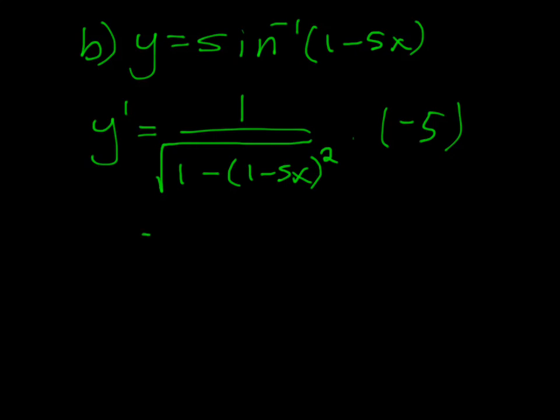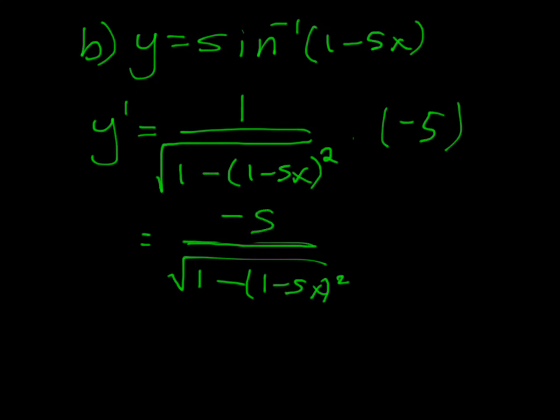So I'll rearrange this a little bit. So 1 over square root 1 minus 5x squared. Actually, I'm going to get rid of that 1 up top and make that the -5. So there's a little bit of simplification involved with this one. I have the 1 minus 5x on the bottom, squared.